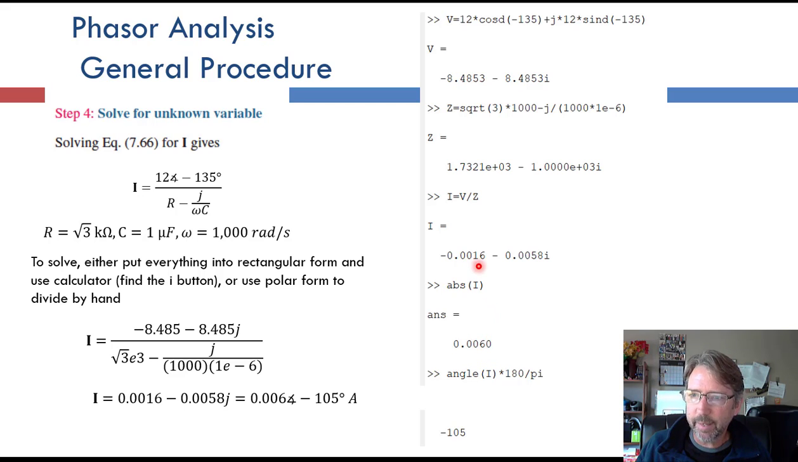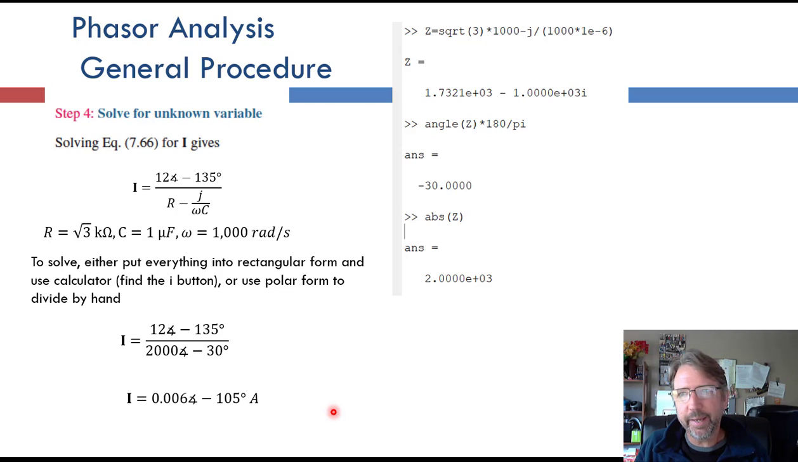And in MATLAB, there's an angle function for complex numbers. If this is a complex number, you can find its angle, and it does atan2 and everything, so I like to use this in MATLAB. The angle will be in radians, so I multiply by 180 over pi, and we get negative 105 degrees. So our final answer is the current as a phasor has this rectangular form or this polar form, 0.006 with a phase of minus 105.